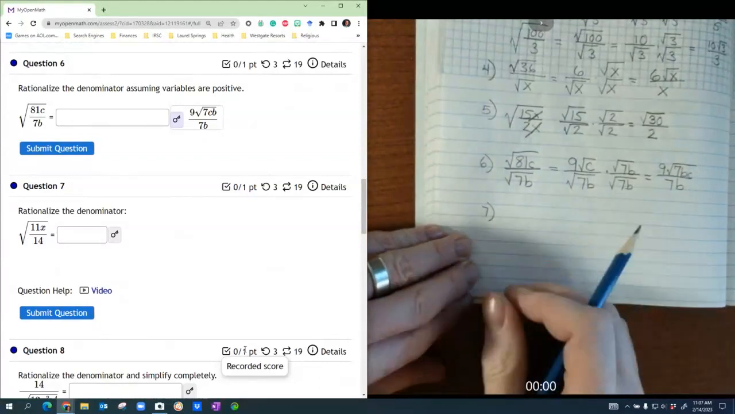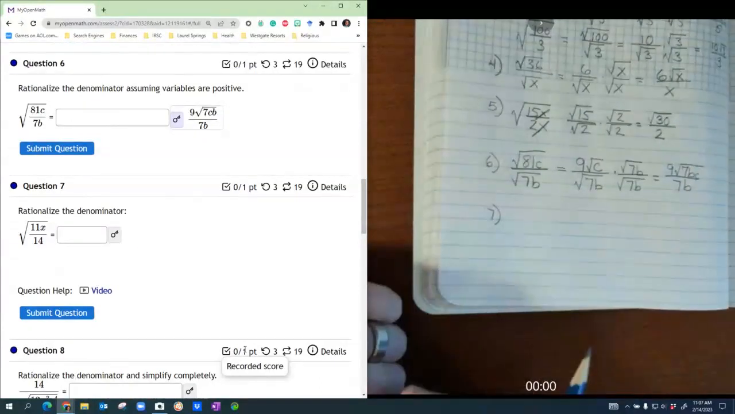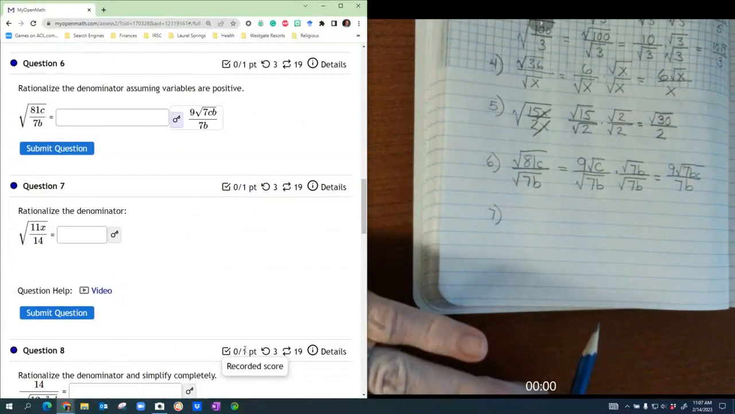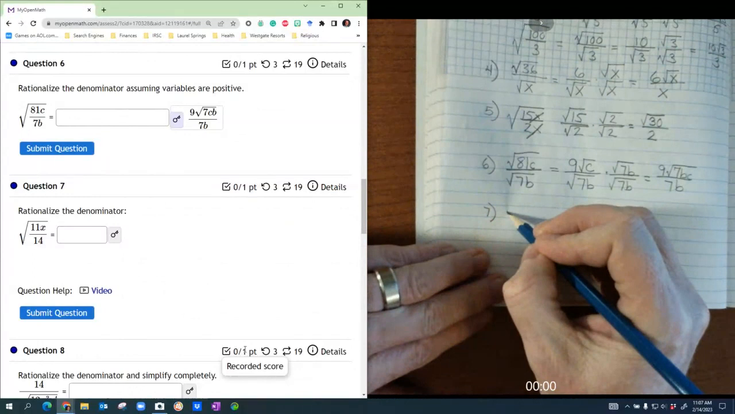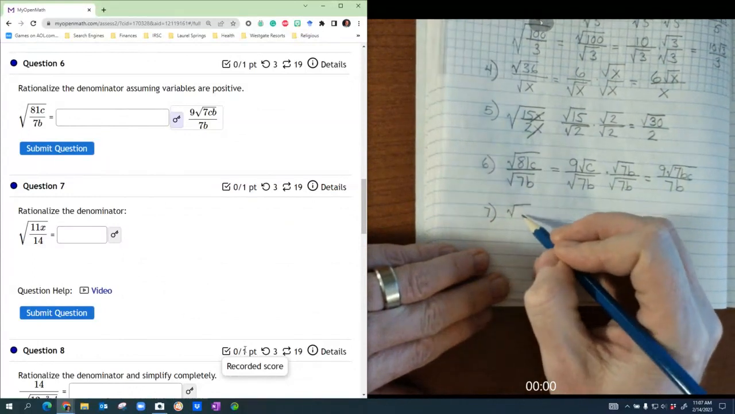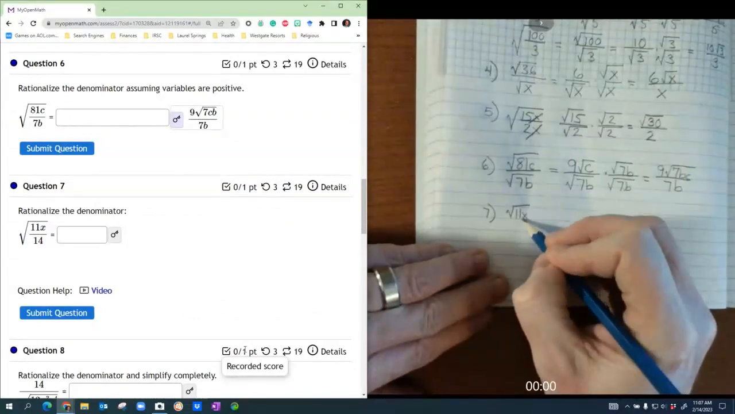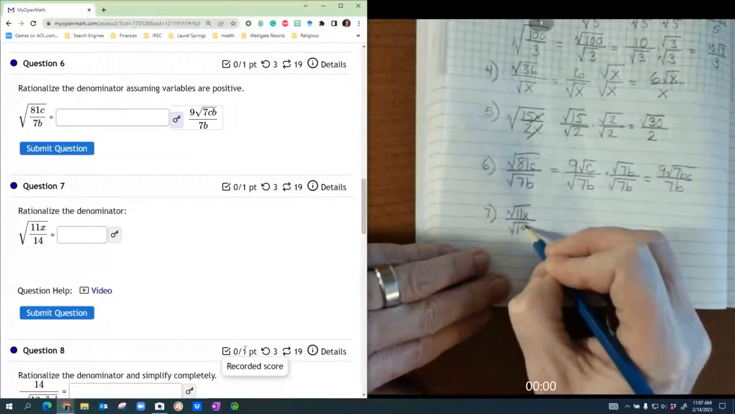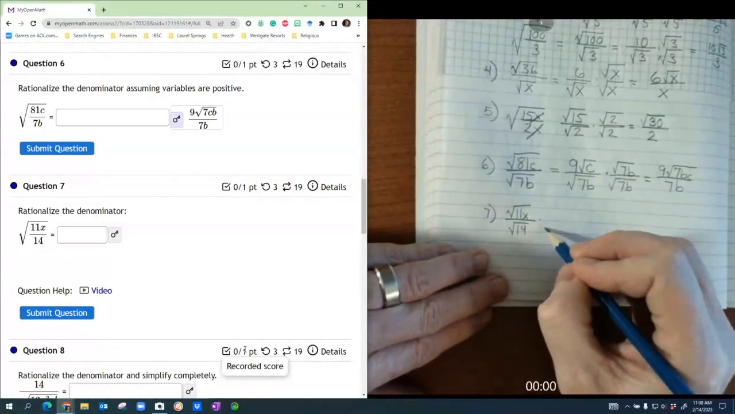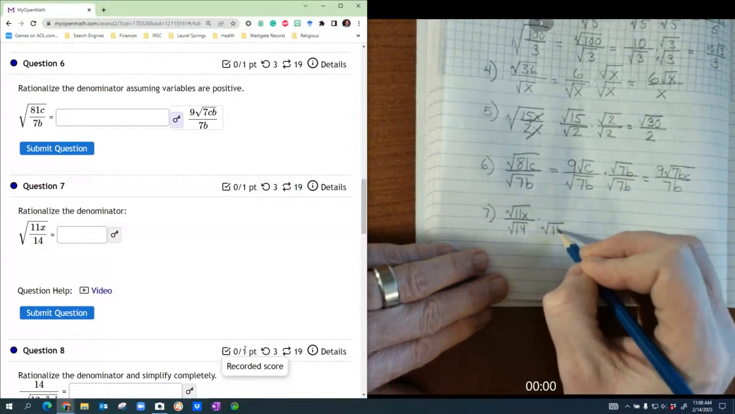Now, when I look at this, immediately I say, can I reduce my fraction? Can I eliminate any variables? And in that case, no. I'm just going to go ahead and break it up immediately. So I'm going to hit this. And then I'm going to multiply both top and bottom by radical 14.